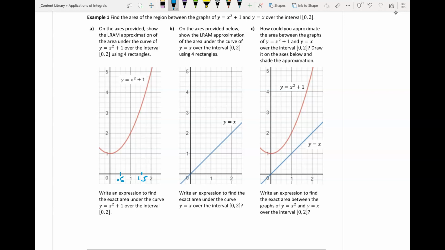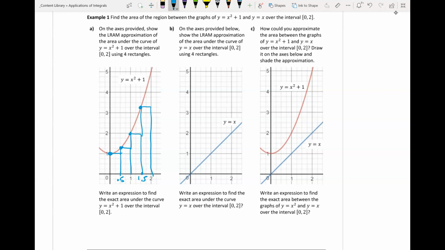So in between 0 and 0.5, I'm taking this point here that touches the graph to create my rectangle. Then for 0.5 to 1, I'll take my most left point, which is at 0.5, and use that to create my rectangle. From 1 to 1.5, I'll choose 2 to create my next rectangle. And our last one, we have a point here at 3.25, and this will give us our last rectangle. So that's what our LRAM looks like in terms of pictures.